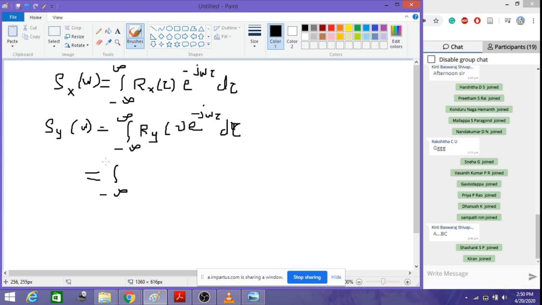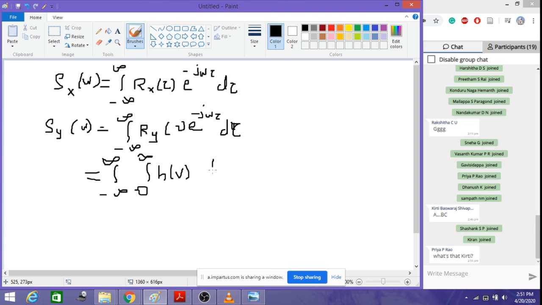So this integral from minus to plus infinity, from the previous definition, is the integral from 0 to infinity of h of v into the integral from 0 to infinity of h of u into Rx of tau plus v minus u into e power minus j omega tau into d tau into du into dv.